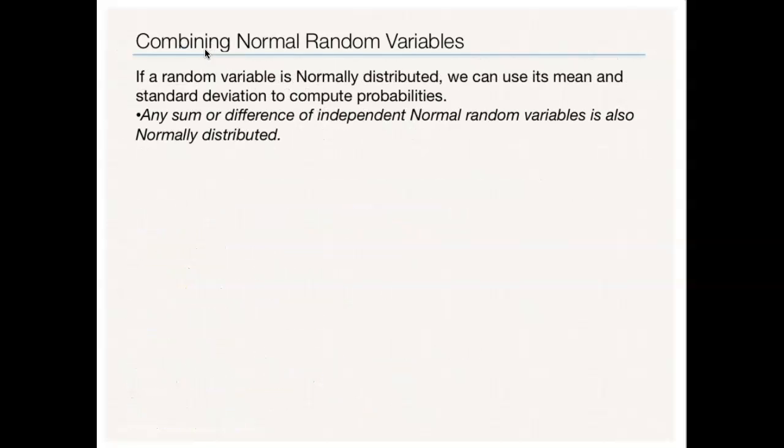So if a random variable is normally distributed, we can use its mean and standard deviation to compute probabilities. And note, any sum or difference of independent normal random variables is also normal. So if you're combining two random variables, x plus y, and you know that each one of them is normal, then the combination will also be normal. So you can compute a new mean, a new standard deviation, then use your calculator and normal CDF to compute probabilities for that new combined variable.